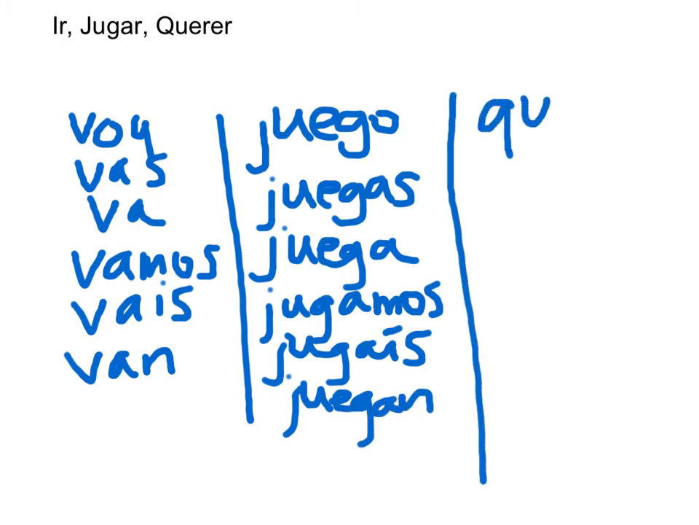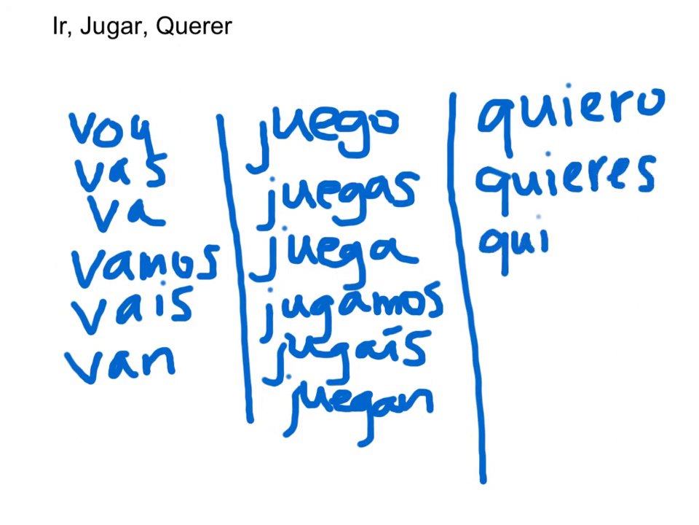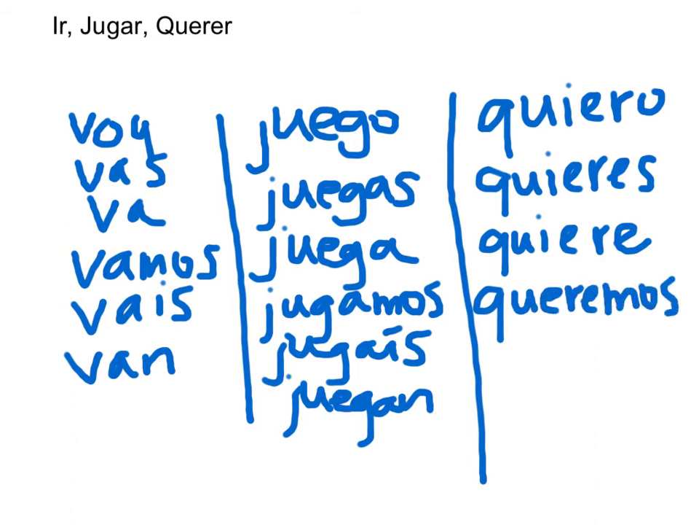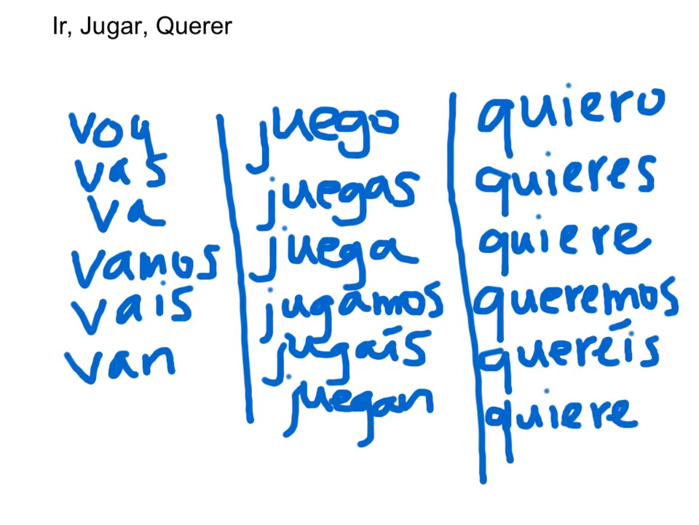Same rules apply, but now we change the E to an IE. Quiero, quieres, quiere, queremos, queréis, and quieren. Watch your spelling on verbs.